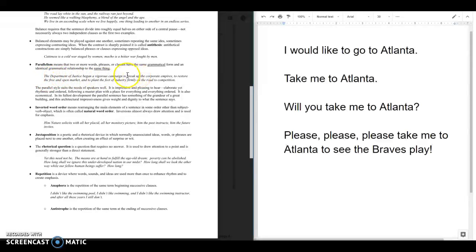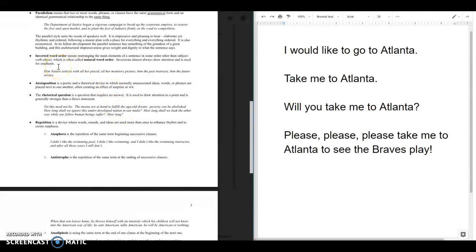So right here we have to break up, to restore, and to plant the feet. This is how we have parallelism, because each part of the sentence is parallel. It might be helpful to think about parallel lines, like you learn about in math class. Those lines that line up and are exactly even with each other. In this way, the parts of the sentence are even with one another.